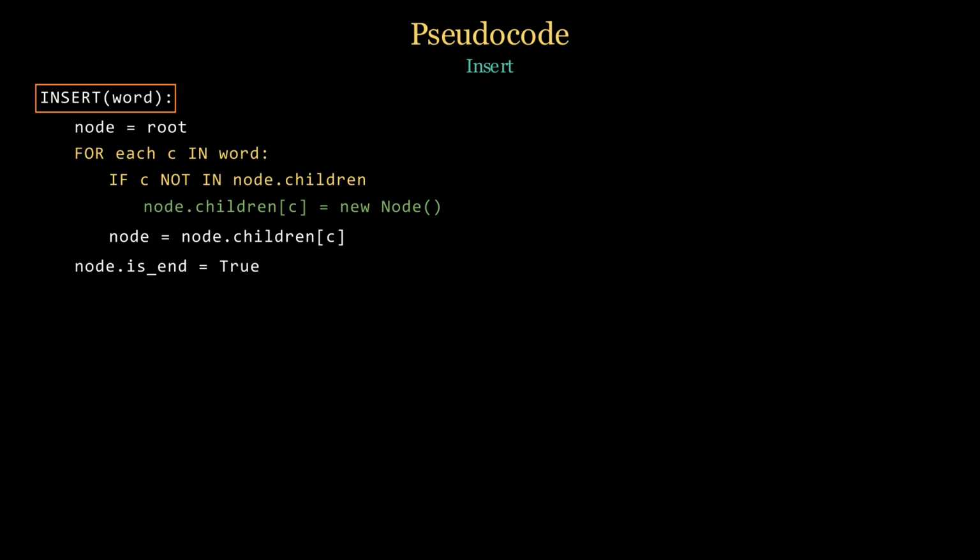Insert, we add a word to the trie. Start at the root. For each character in the word, if that character is not already a child, create a new node. Assign the new node to children of C. Move current node to that child. After processing all characters, mark the node as end of word.